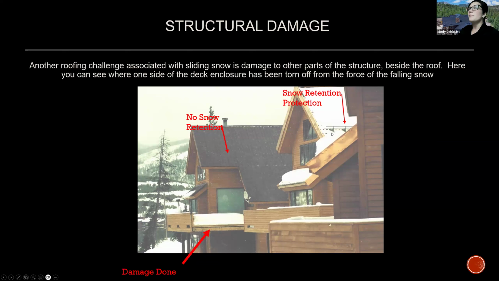But as you can see here, there are two cabins side by side. One does have snow retention and one does not. One also still has their deck enclosure over there, and one does not. Obviously, this can be a level of protection to just make sure that the structure is still in place.